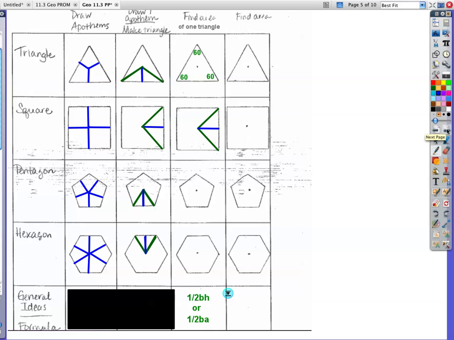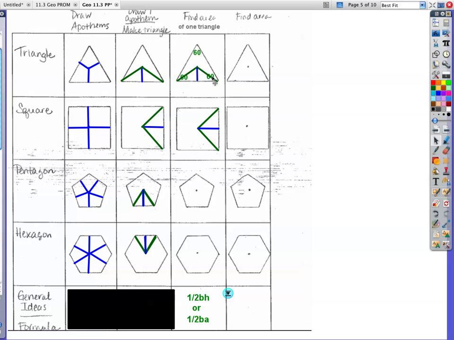All right, this crazy thing right here. This is something I would have done in class normally, but I'm going to quickly run through it. On this first column, I have taken and drawn in all those apothems. Apothem, apothem, apothem, all over the place. Now in the second column, I have drawn in just one, and I've made a triangle around that one. I did the same thing here with the square. There's my apothem in blue. The triangle forms out with the green. And then we find the area of one triangle.